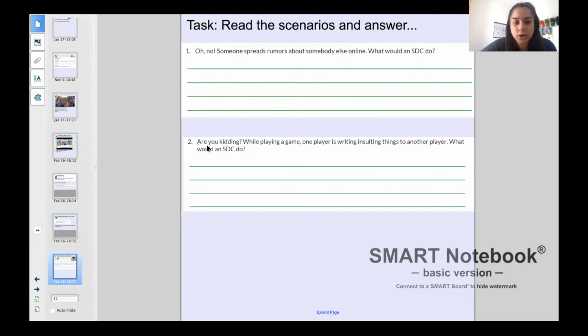Number 2 says, are you kidding? While playing a game, one player is writing insulting things to another player. What would an SDC do? A super digital citizen, what would they do? So pause the screen and have a go at answering these questions.